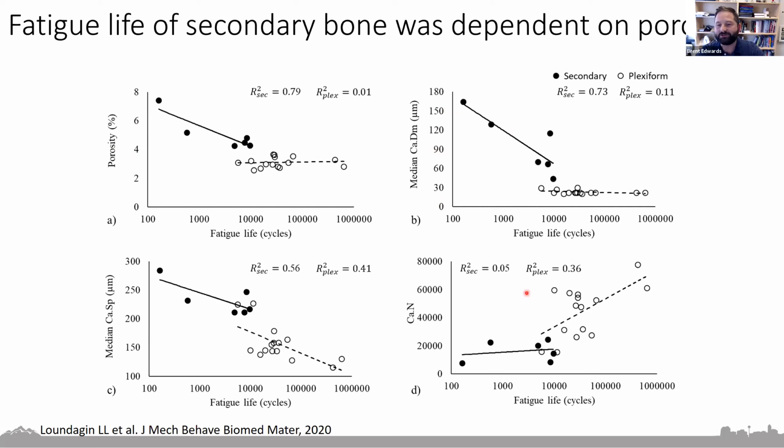One other thing that's interesting to note is we see a positive correlation in plexiform bone between the number of canals that the sample has and the fatigue life of the sample. What we think is that if the canals are small enough, meaning they haven't reached some critical size where they affect the mechanical competence or the structural integrity of the bone, then having canals can be a very good thing, because they can take those cracks and arrest them before they grow to some critical length.